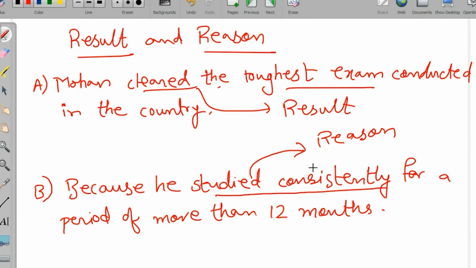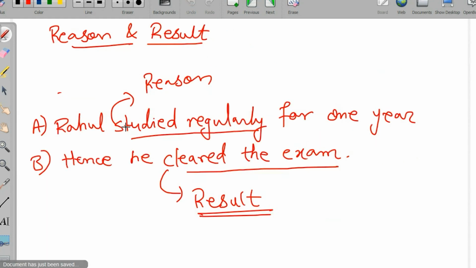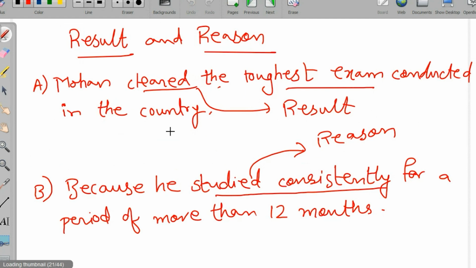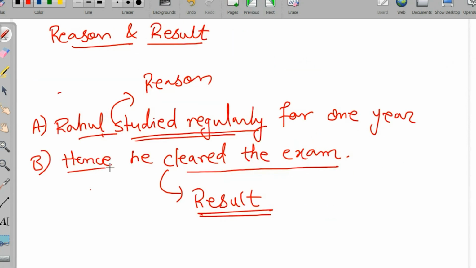So I'll just quickly revise the differences. Reason and result will always have the reason first, like studying regularly. In the statement, you can see Rahul studied regularly. Hence, he cleared the exam. And in this, we have result and reason. We have the result first. Mohan cleared the toughest exam because he studied regularly. Now, the two differentiating words are: result and reason will have because in it, and reason and result will have hence.